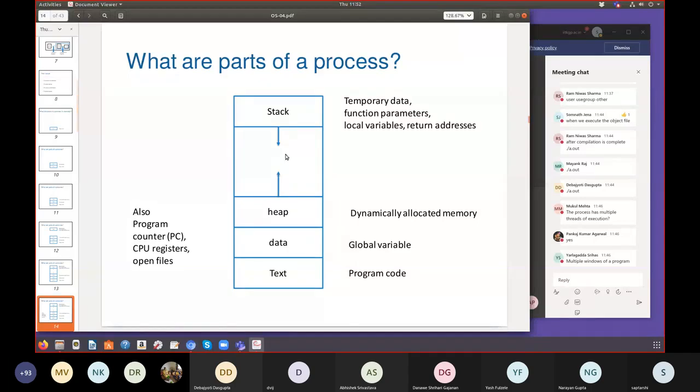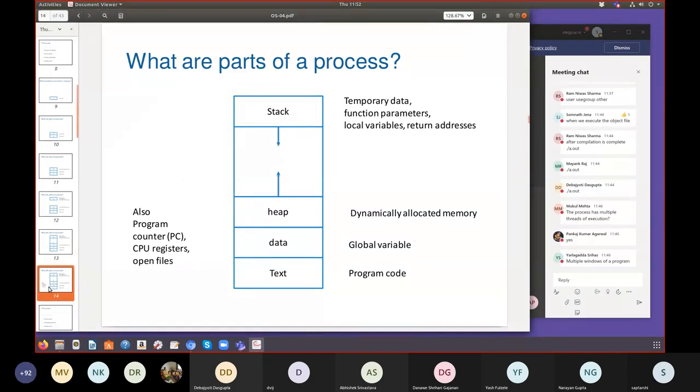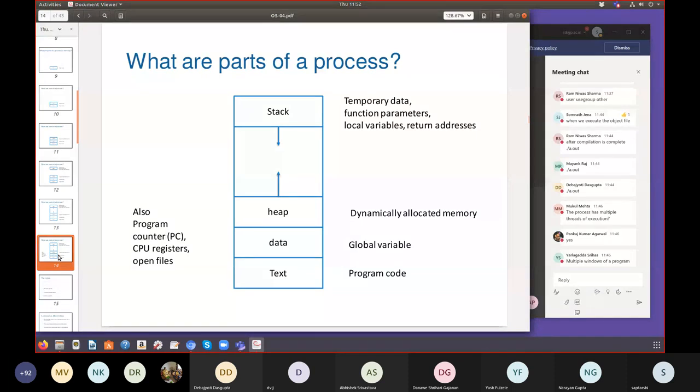Also, if you think, the process includes all these: the program counter, the registers, open files, etc. So maybe your program has opened a few files, or you will be writing. So someone must remember those things, right? So usually these things are also parts of a process. Okay. Any questions?